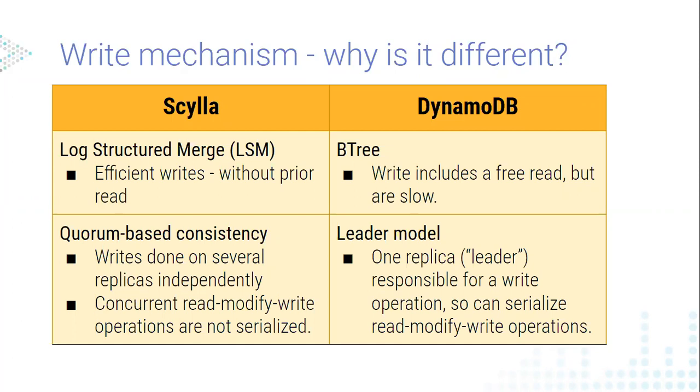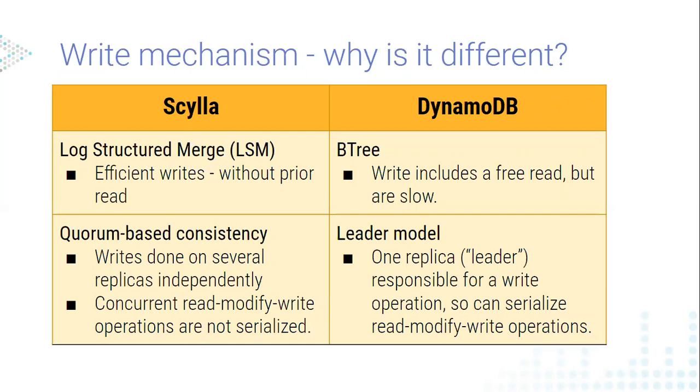But the idea, the benefit of this approach is that it allows you to do writes without needing to read the previous data. While in DynamoDB, they're using a B tree, while you're doing a write, you're actually going to the same place where the data is already located, so you can also read this previous data. So you're getting a free read with the write. This is why with this implementation, it's very natural to allow all these read, modify, write operations.